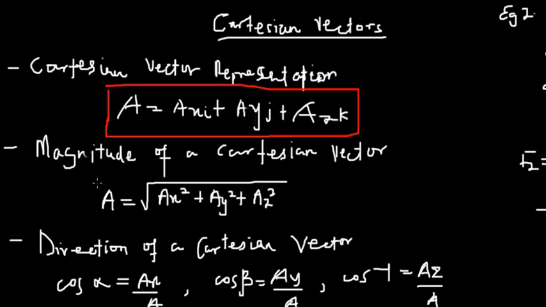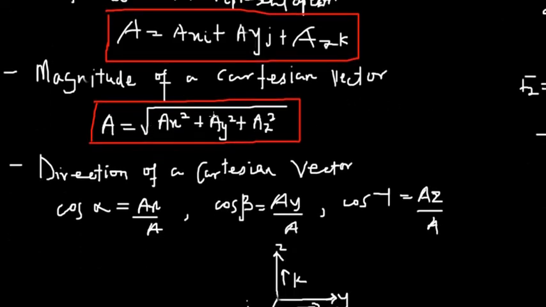Now we already know how to find the magnitude of forces, so that's the same approach we'll be using to find the magnitude of a Cartesian vector. It's the same approach. You just take the square root of the sum of the components, each raised to the power of 2. Okay, just like here.